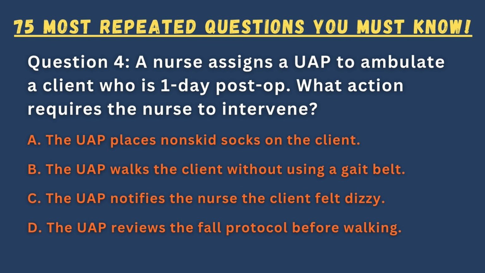Question 4. A nurse assigns a UAP to ambulate a client who is 1 day post-op. What action requires the nurse to intervene? A. The UAP places non-skid socks on the client. B. The UAP walks the client without using a gait belt. C. The UAP notifies the nurse the client felt dizzy. D. The UAP reviews the fall protocol before walking.